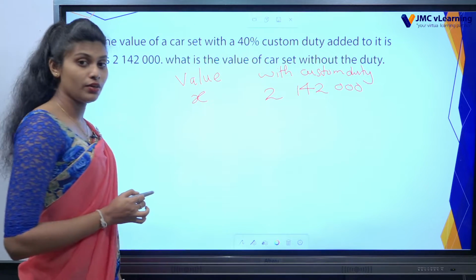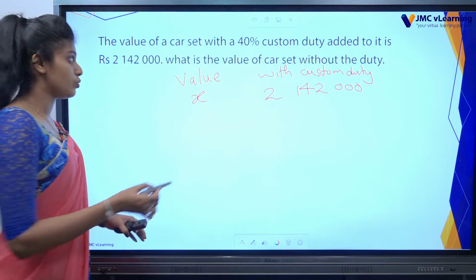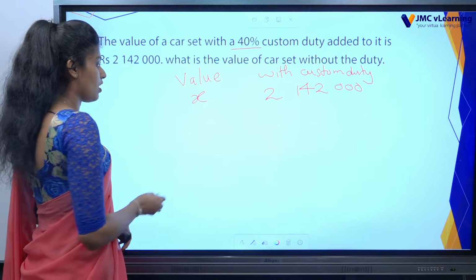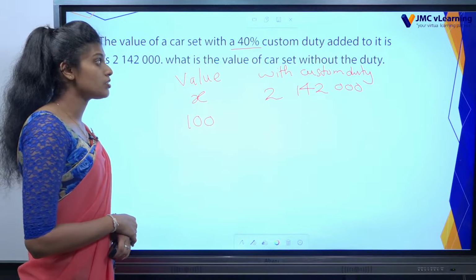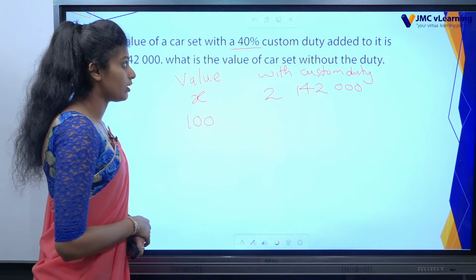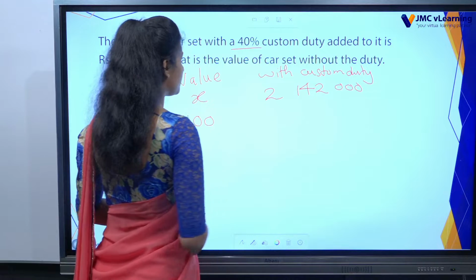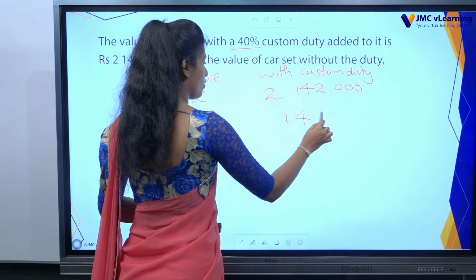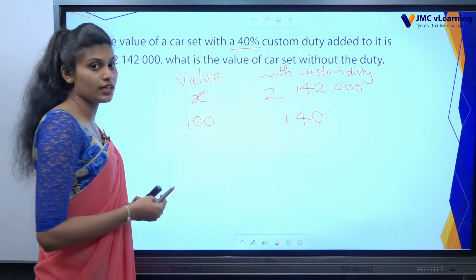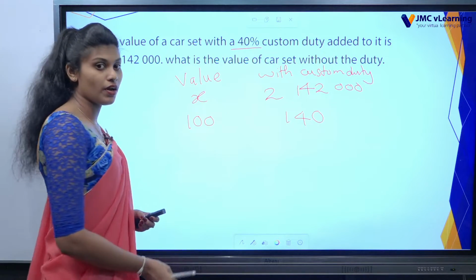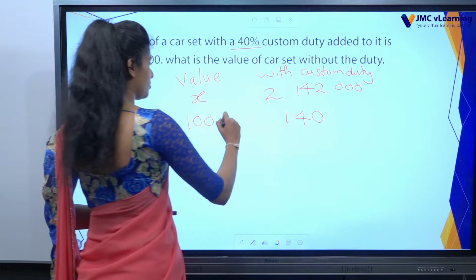2,142,000. That's the value with the custom duty. Then let's write this using this percentage. When the value of the car is 100, how much money do you have to pay with the custom duty? Then 140, because 100 is the value of the car, 40 is the custom duty. With the custom duty, you have to pay 140. Let's do cross multiplication.